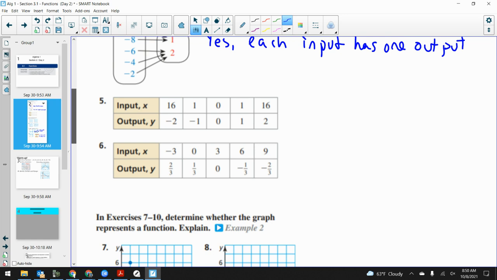There are 2 reasons why 5 is not a function. Because the 16 and the 1 have multiple outputs. Because of the 16 and the 1, both those values knock it out. Is 6 a function? Yeah, there's no repeating x values there. Yeah, clear that up a little bit.